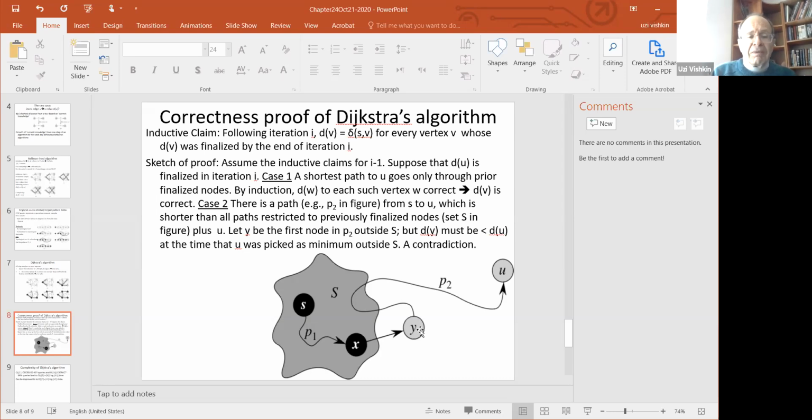Now let's see what's going on here. We have a path P1 leading to this X. If you look at the shortest path, you ramble around S, and then there is a first time where you go out. And the first time that you go out, in case 2, you must actually hit a node other than U, because if it were U, we would be in case 1. So let's call this node Y.